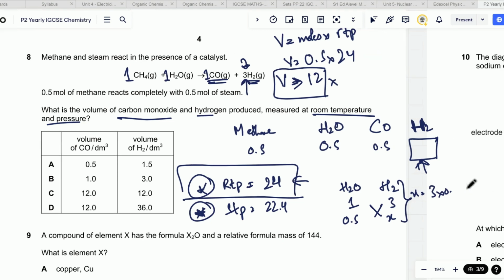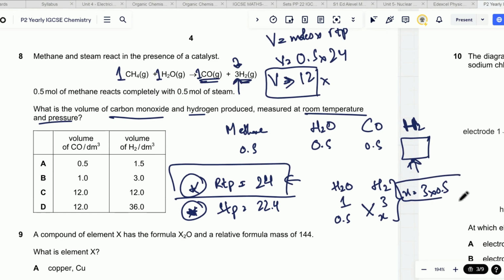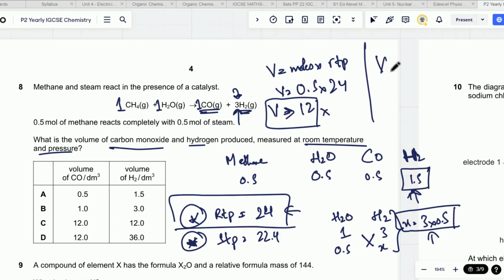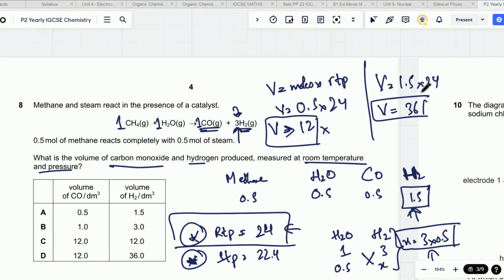3 into 0.5. This is the main thing that I'm doing. This is the correct working. Remember this. This is how I get the moles for H2. Understood? So what is 3 into 0.5? 1.5. Okay. So this is what I'm going to use now. For H2, my volume is going to be moles multiplied by 24. 1.5 multiplied by 24 gives 36. So the volume for H2 is going to be 36, and the volume for carbon monoxide is going to be 12.